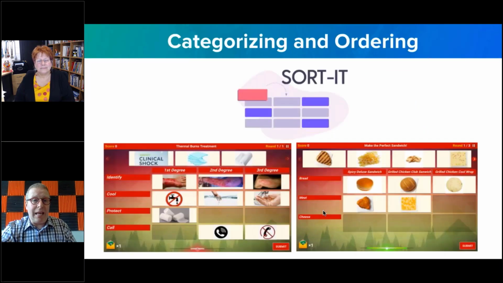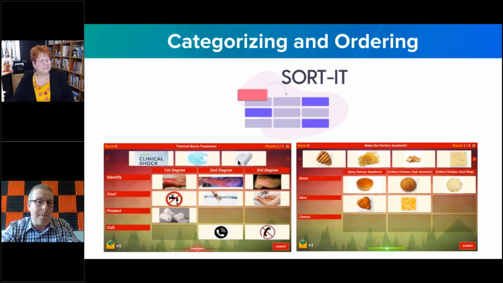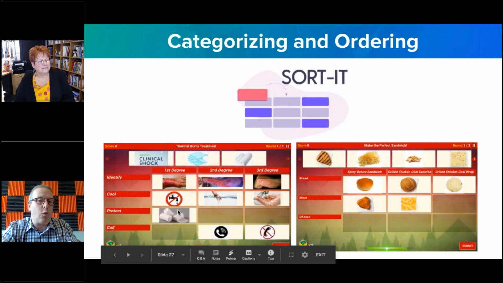The second one that falls into this group is really categorizing and ordering. The example I'm going to show you here is Sort It. Sort It is about dragging and dropping from your image or word bank, which is up here and up here, into the right column and into the right order. So two very different examples.